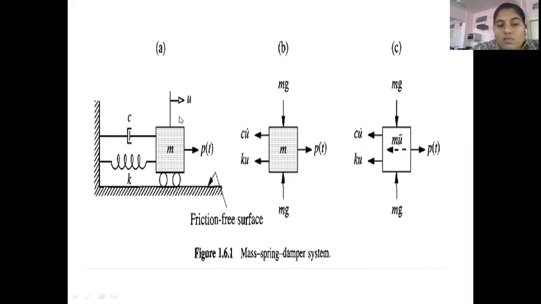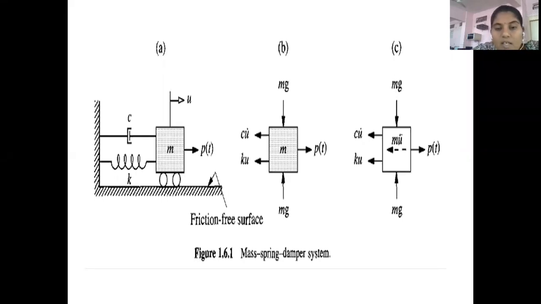There are three forces which are produced, and these three forces are equal to the external force, that is P of T. P of T हा आपला काय आहे, तर that is the external force. External force is equal to the internal forces produced in the system. Then and then only the system will be in an equilibrium position. So P of T, the external force, will be equal to m x double dot, that is ma, plus c u dot plus k into x. So that equation will be produced.